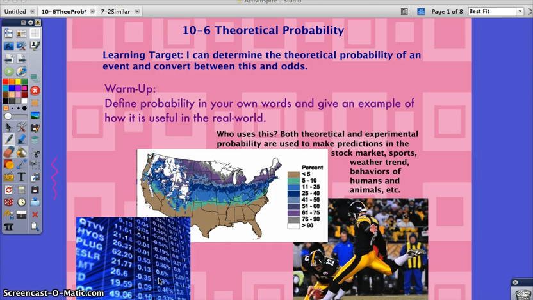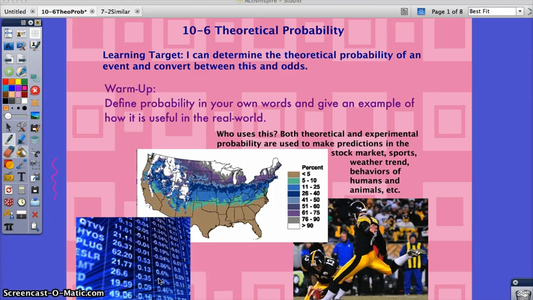Whereas 10-5 is about experimental probability, which is the probability once you've actually run the experiment. I think it makes more sense to start with the theoretical part, and then we'll do the experimental part. So I did on purpose want you to do lesson 10-6 before 10-5.